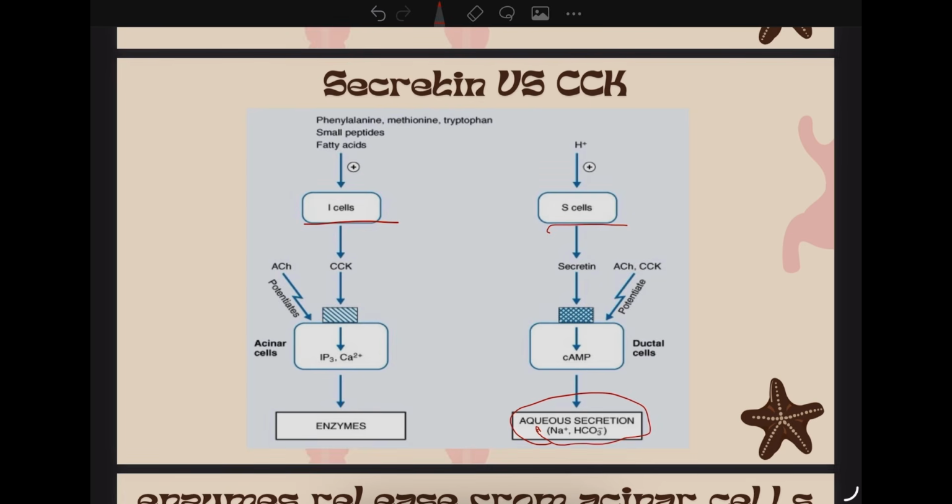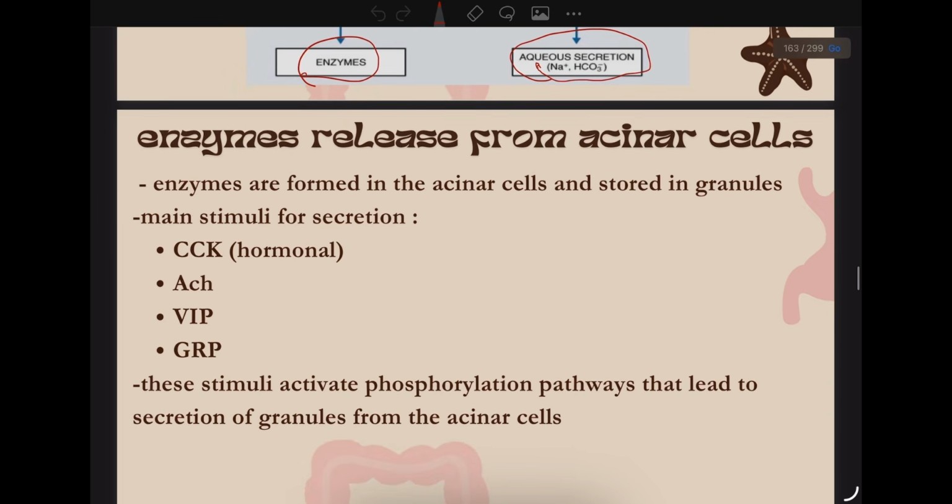Secretin is mainly for the ducts, and CCK is mainly for the enzymes. What else? Enzymes are always formed in the acinar cell and stored in granules. Who stimulates their secretion? CCK, acetylcholine, as we discussed. Also other things that vagus does. So vagus, what does vagus give us? Acetylcholine, VIP, gastrin, they are all neurokines, or neurotransmitters. Yes, all of these vagus stuff enhance secretion of enzymes, because you remember, parasympathetic is rest and digest.